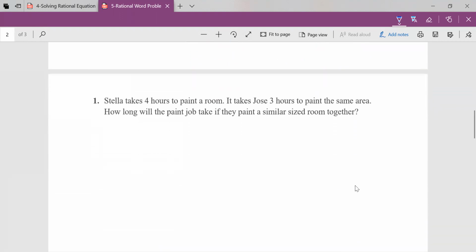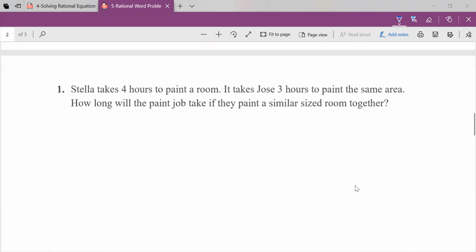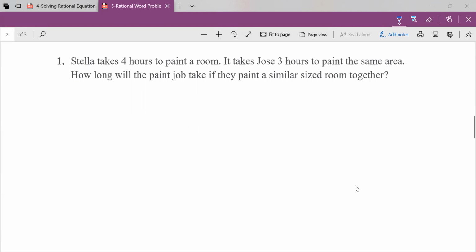So let's look at these things. All right, what do we got? We've got Stella takes 4 hours to paint her room, takes Jose 3 hours to paint the same area. How long will it take if they actually work together? All right, operation cooperation. They're going to work together. Okay, this is all about rates.